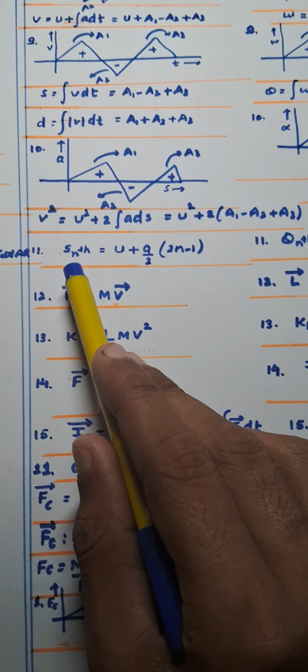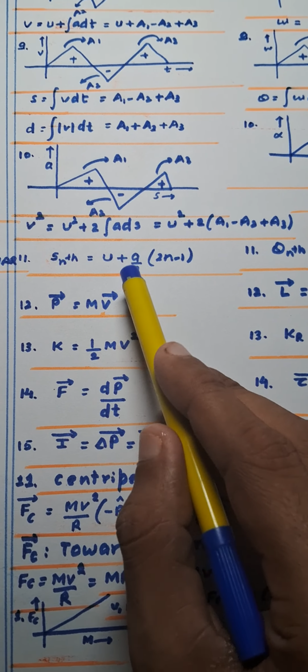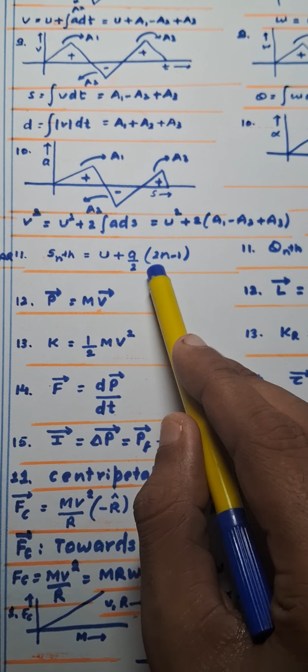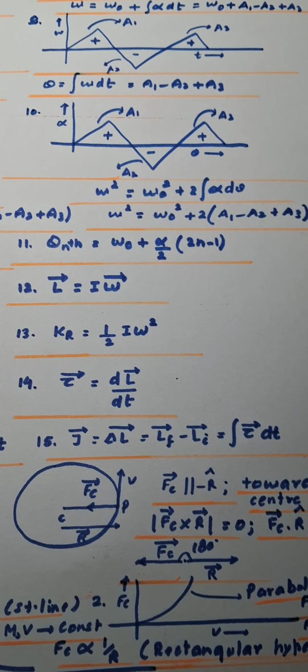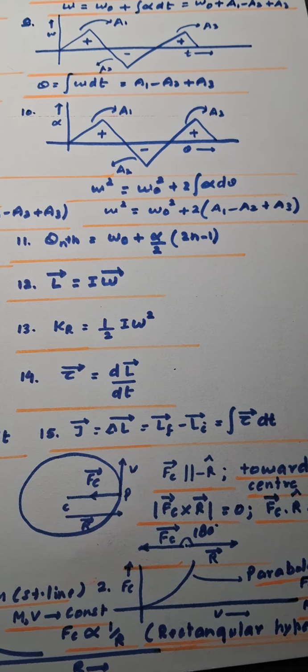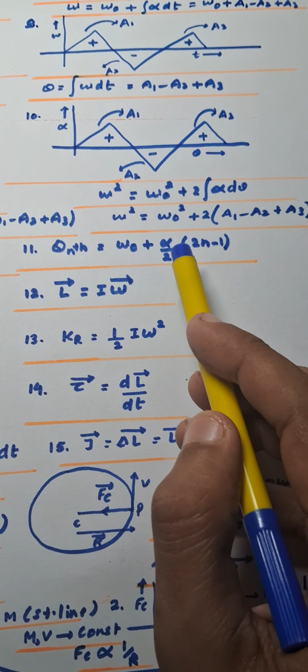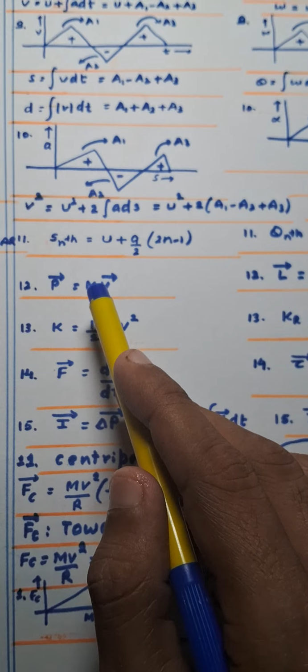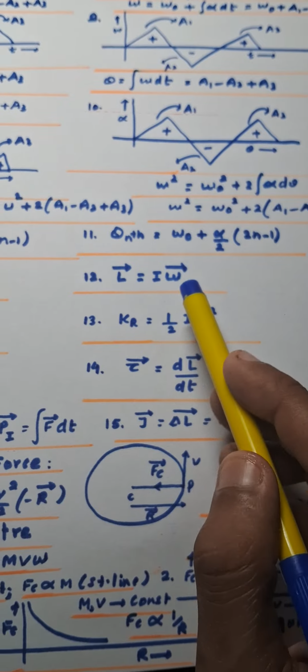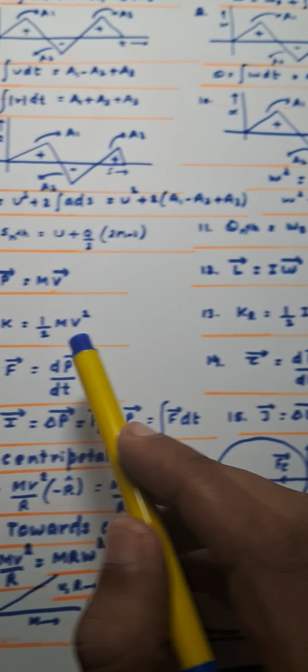Then we have another concept of displacement during the nth second. In the linear equation it is u plus a by 2 times 2n minus 1. In the angular case, if we need to find the angle traveled during the nth second, that will be omega naught plus alpha by 2 times 2n minus 1. Here we have linear momentum, mass into velocity. Here we have angular momentum, moment of inertia into angular velocity.